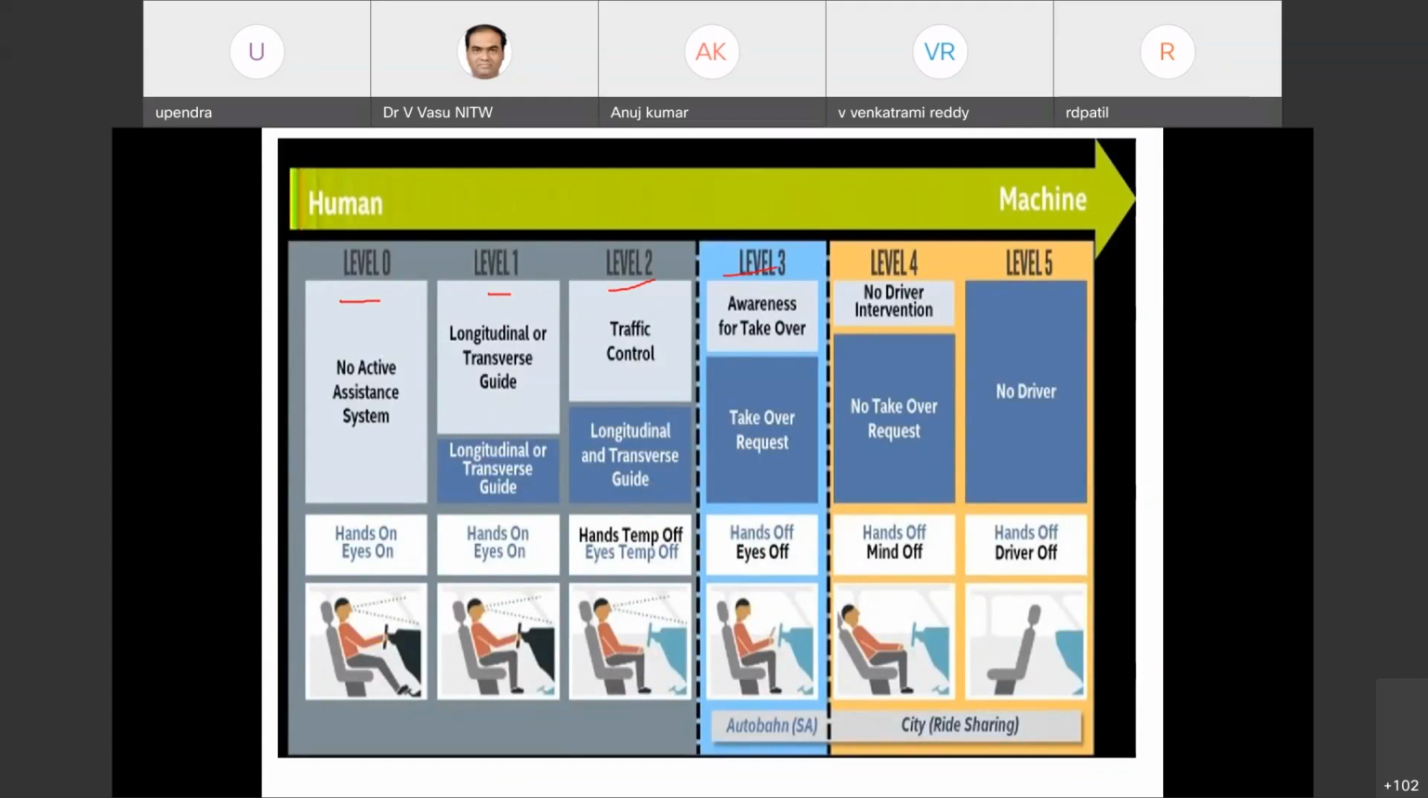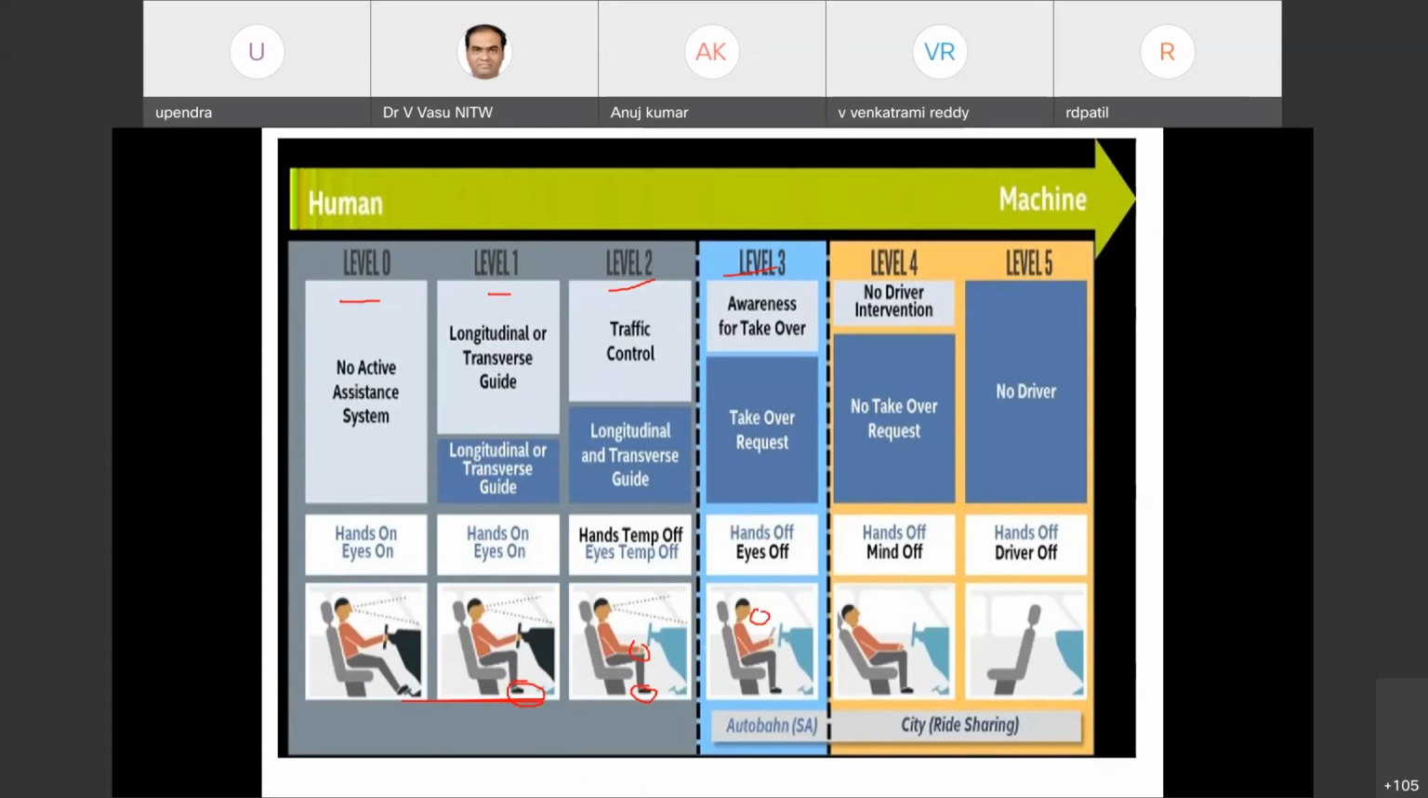Okay, in this particular level 0, the hands and eyes, everything is there. In level 1, he's not using legs. That is, we are going to be using automatic gear. The clutch gear system is going to be eliminated, and cruise control also will be used there. In cruise control, there is no need for you to give the acceleration, and gear change will not be there. So your legs will be free. Next, in level 2, your hands also get free. So your legs and hands are freed. And after that in level 3, your eyes also get freed.